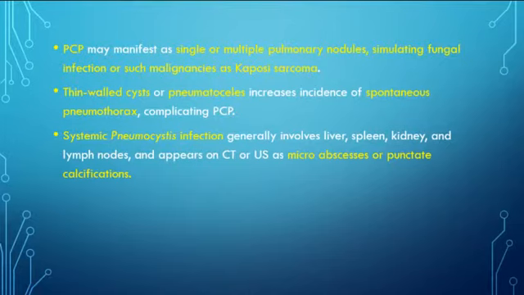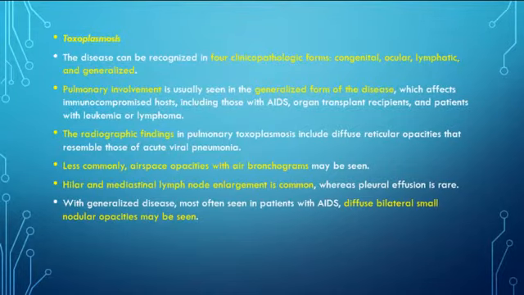Pneumocystis may manifest as single or multiple pulmonary nodules simulating fungal infection or such malignancies as Kaposi's sarcoma. Thin-walled cysts or pneumatoceles increase the incidence of spontaneous pneumothorax, complicating it. Systemic Pneumocystis infection involves liver, spleen, kidney, and lymph nodes and appears on CT and ultrasound as microabscesses or punctate calcification. Keep in mind that PCP is an AIDS-defining diagnosis.